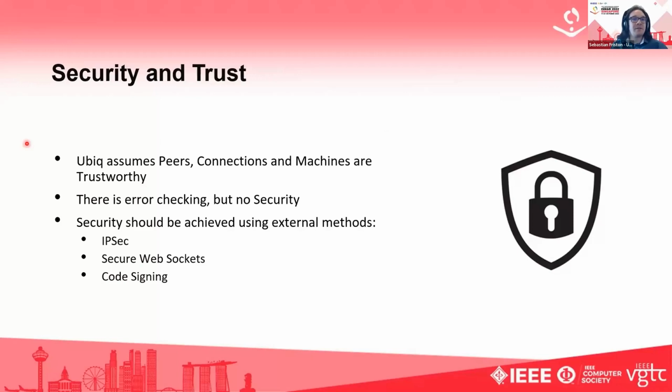So one of the things I want to address is security. I'm sure this is a pretty important topic to many people. Ubiq operates in a high trust environment. What I mean by that is we assume everything in Ubiq is trusted. So the other peers you're talking to are trustworthy, the connections between them are secure, and the code running on them is benevolent.